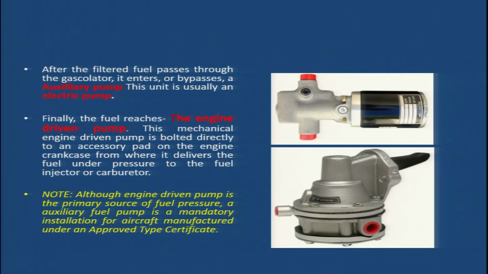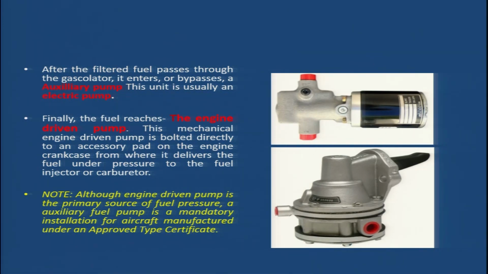So, finally the fuel reaches the engine driven pump. This mechanical engine driven pump is bolted directly to an accessory pad on the engine crankcase, from where it delivers the fuel under pressure to the fuel injector or carburetor. This pump is mounted on the accessory pad of the engine and is driven by the engine. The gears are meshed to the engine gears, and the fuel under pressure is delivered to the fuel injector or carburetor.